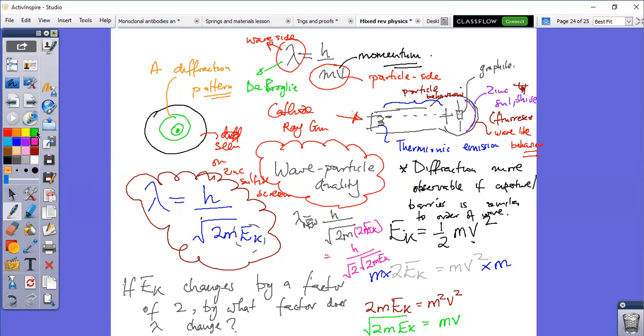Now this looks like the original. This is the original lambda here. It's hidden. This is the original lambda. So my new lambda, lambda new, will be equal to the original lambda divided by this root 2 term. So it changes by a factor of 1 over root 2. Did you follow that? Yeah.